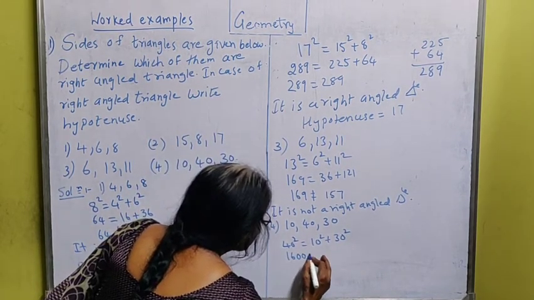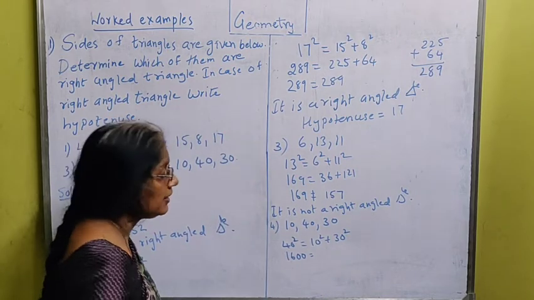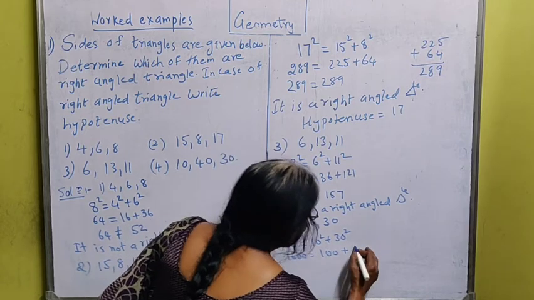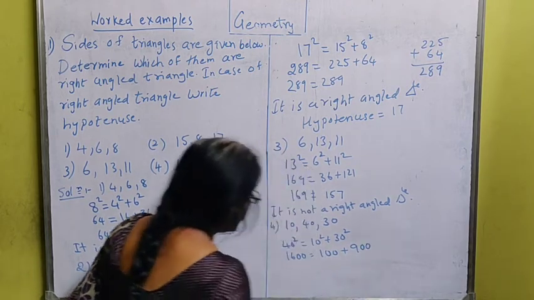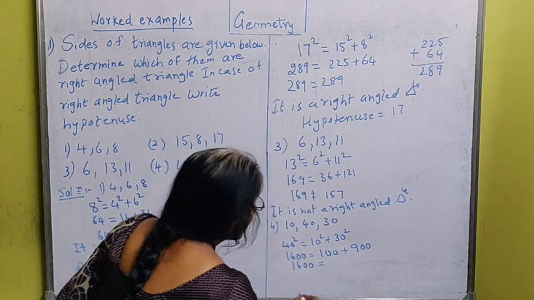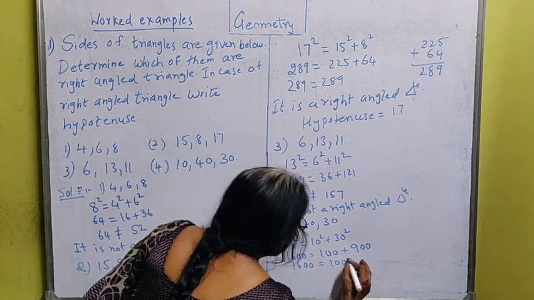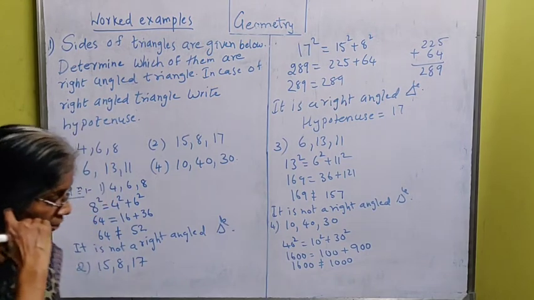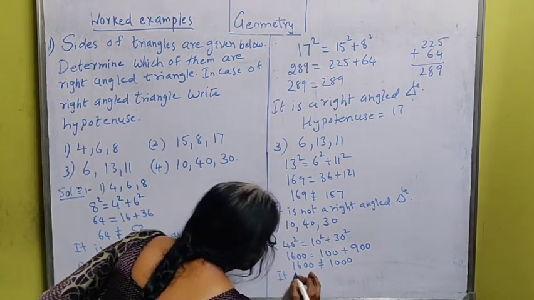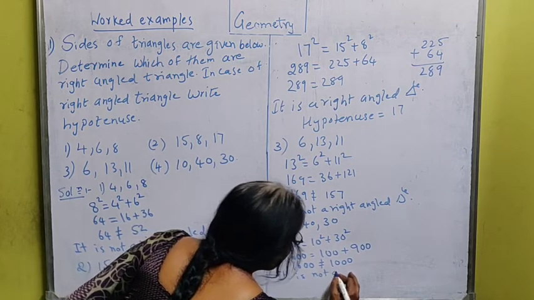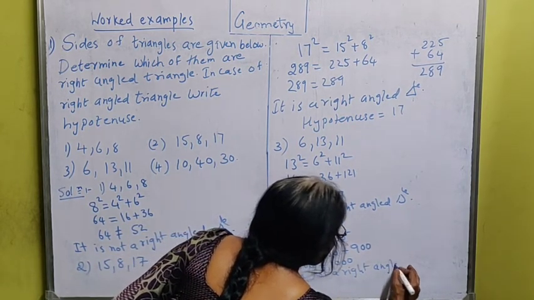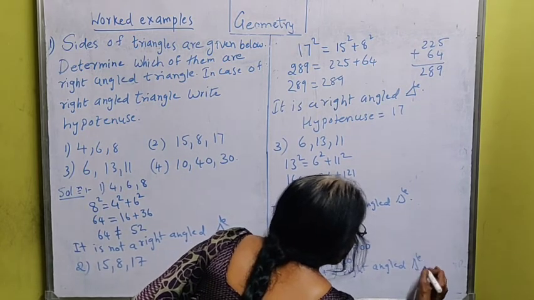0 square means write 2 times, that is 0. 10 square means 100. 30 square means 3 3s are 9 and write 2 0. So you got it as 1600 is equal to 1000, which is not equal. So what can you write down? It is also not a right angled triangle.